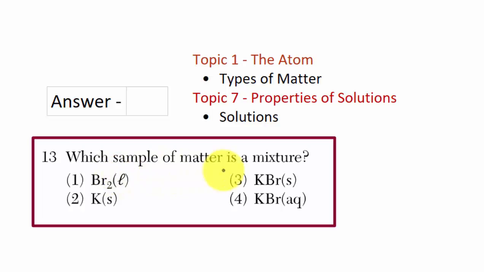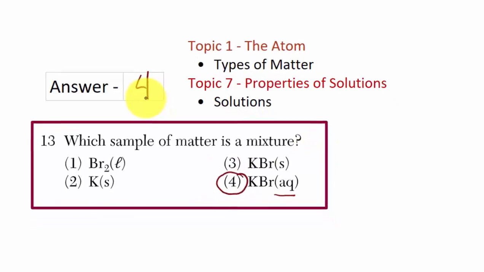Question 13. Which sample of matter is a mixture? Let's keep this really simple. A liquid is a pure substance. A solid, pure substance, potassium here. Solid potassium bromide is a pure substance, but potassium bromide, if you dissolve it in water, aqueous solution, that's our mixture. So any aqueous solution is going to be our mixture. That's answer number 4.